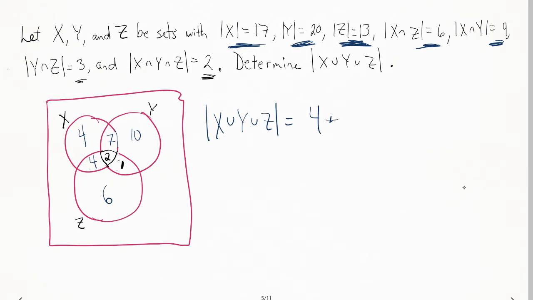So I'll go 4 plus, I'll do the ones with only, so x only, y only, and z only. So 4 plus 10 plus 6, plus, then we do the intersection of 2 at a time. So just x and y would be 7, just x and z would be 4, just y and z would be 1. And then finally we add in that last piece there, the intersection of all three, like where all three sets are included, is 2.